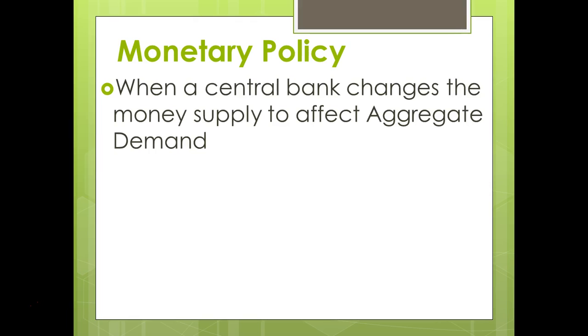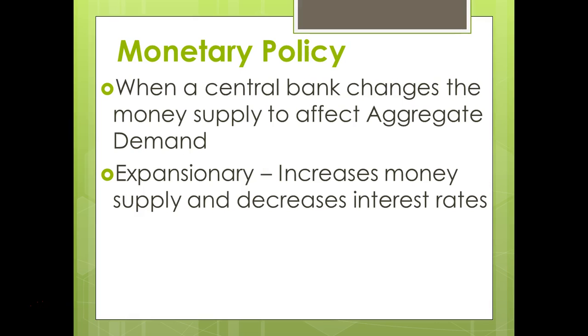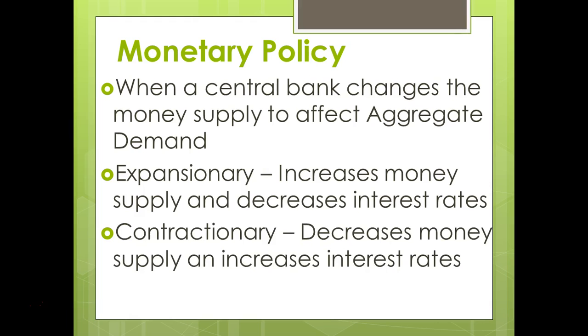Monetary policy, again, is when the central bank changes the money supply to affect aggregate demand. Expansionary is when they increase money supply and decrease interest rates, because if interest rates are lower, more money gets lent out. Contractionary is when they decrease money supply and increase interest rates, because if interest rates are higher, then they don't lend out as much money into the economy.